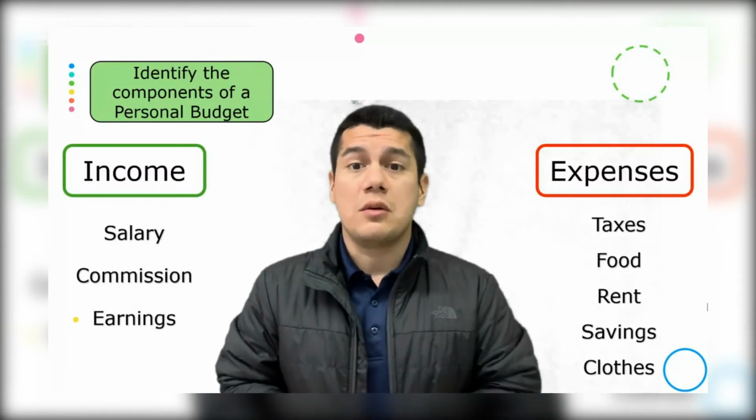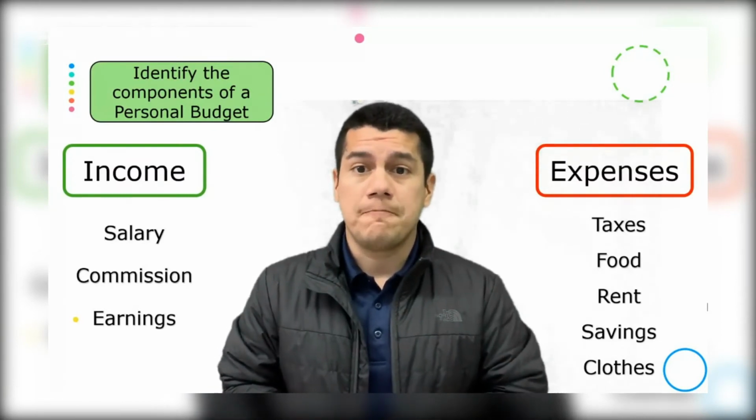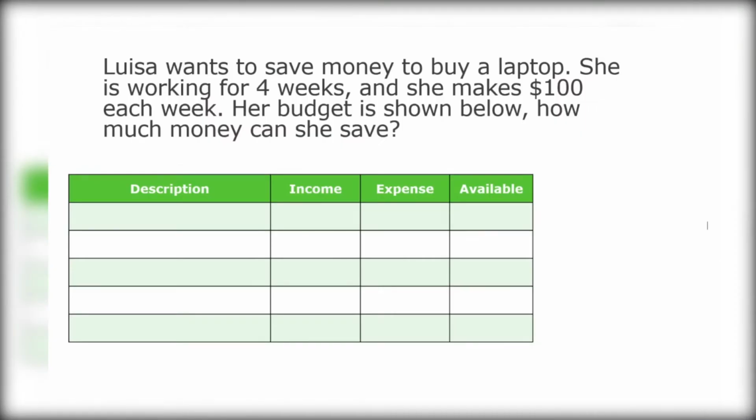Now let's get to see some real world situations. And now we're gonna look at the first problem, and it says, Luisa wants to save money to buy a laptop. She is working for 4 weeks and she makes $100 each week. Her budget is shown below. How much money can she save? So in order for us to be able to start this, we're gonna start with the description.